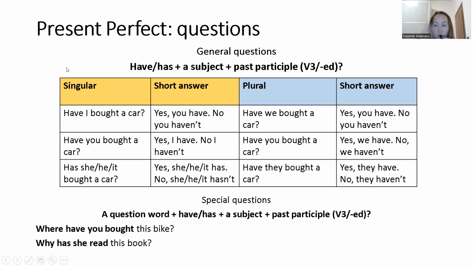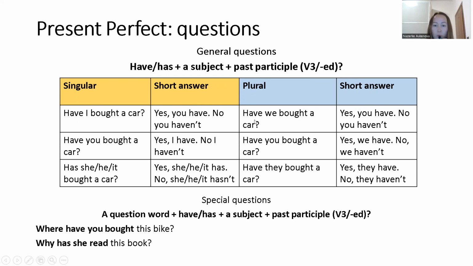Okay. How do we make questions? So we talked about the positive and negative sentences, and now question forms. The general question we form like this: have, has, and then subject, and past participle, verb 3 with ending ed. So in a positive sentence, we put in the first place subject and then have, has, but in a question we need to replace it. For example, singular form: have I bought a car? And we have to answer in a short way: yes, you have. No, you haven't, and so on.